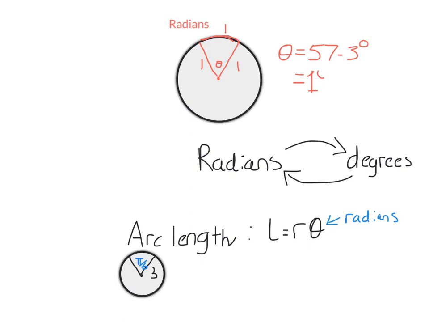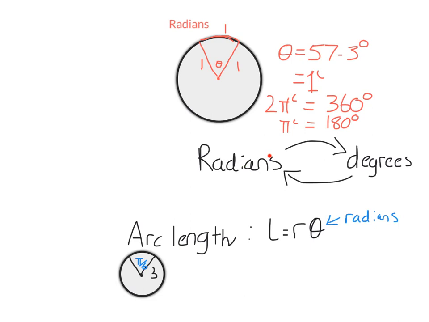So we know that there would be 2 pi radians in the whole circle because the circumference of this circle is 2 pi r. If r is 1, the circumference is just 2 pi. So there are 2 pi radians in a full circle, but a full circle is 360 degrees. So 2 pi, which is about 6.28 radians, is equal to 360 degrees. So pi radians, 3.14159 radians, is equal to 180 degrees. So you can easily convert between radians and degrees.